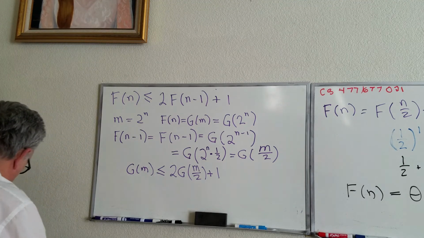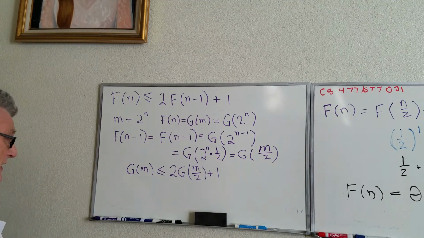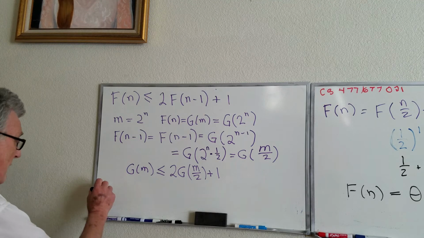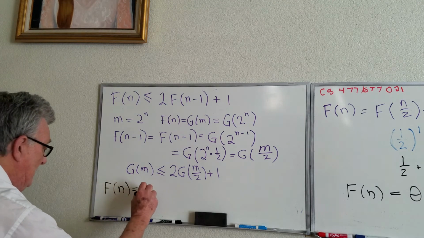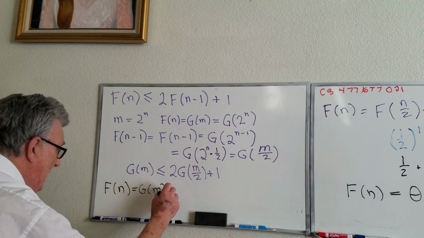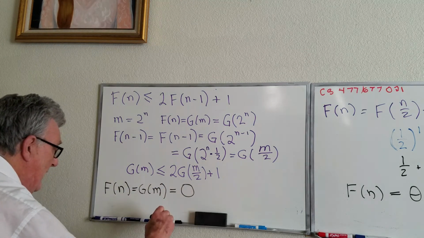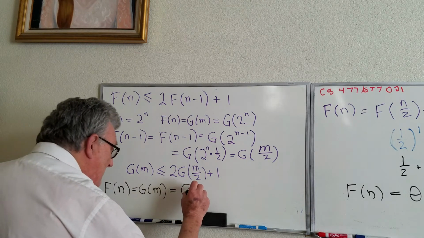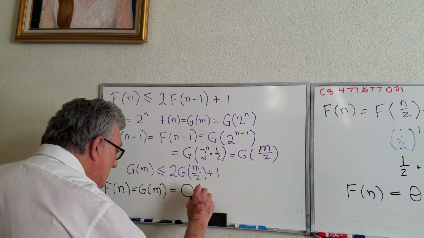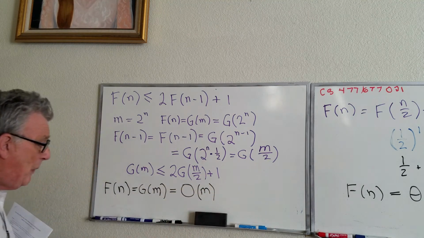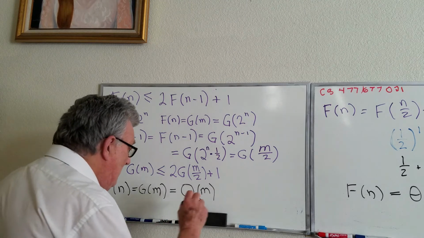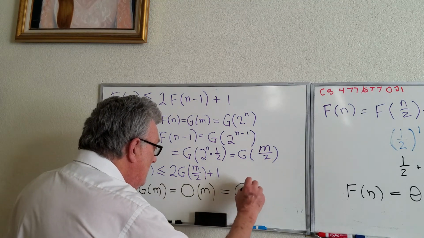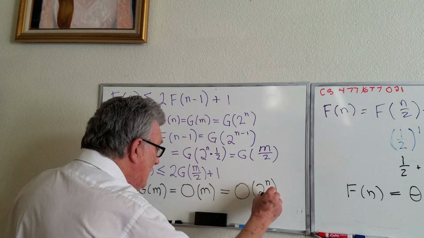Now, according to the master theorem, we know the answer to that. First of all, f of n is the same as g of m. And by the master theorem, this is not theta, but O. O of m by the master theorem. Now, m is 2 to the n. So that means this is O of 2 to the n, and that's the answer we are looking for here.